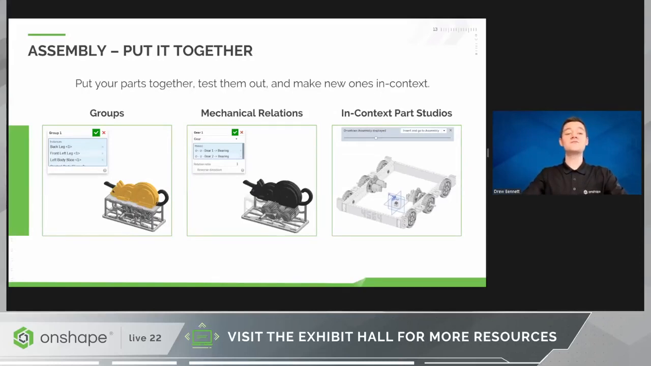We're now on to assemblies, because once you design your parts, you'll often want to put them together. Assemblies allow you to put your parts together, test them out, and even make new parts in context of said assembly. The 3 tips I'm going to cover here are how to use the groupmate, how to implement mechanical relations, and most importantly, how you can utilize in-context part studios.